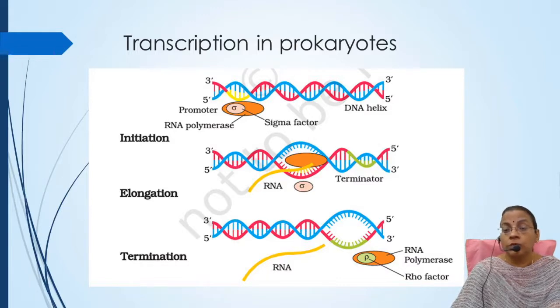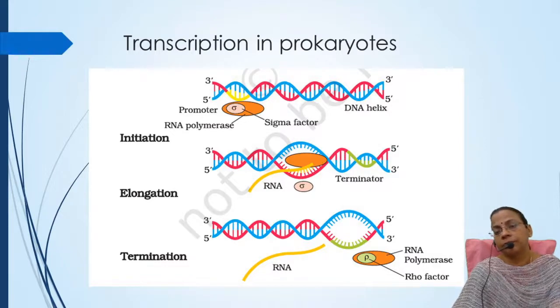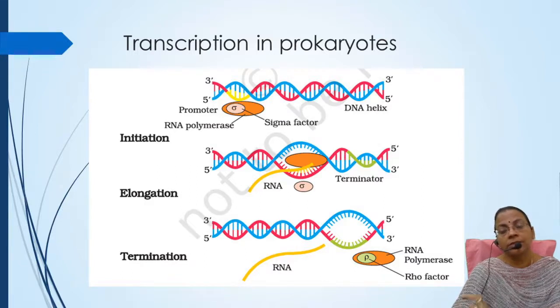As the process elongates, in the second step, elongation, the sigma factor detaches, and the transcription bubble moves from one region to another with the help of the RNA core enzyme of RNA polymerase, that means excluding the sigma factor. The last step is termination. When this reaches the terminator site, that means the 5' end of the template strand, the terminator signal is there, which allows the binding of Rho factor on the terminator site.